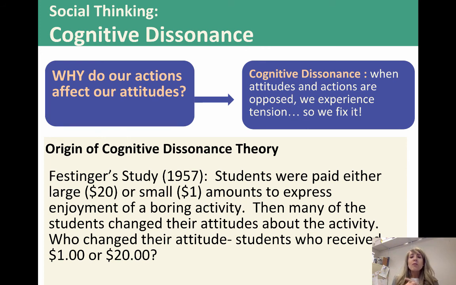Okay, so the very famous study that we look at when we look at cognitive dissonance is Festinger's study about money and a boring activity. I'm going to read you this, and then I'll finish it up in class. I want you to make a decision. Students were either paid a large or small amount to express enjoyment of a boring activity. They had to lie, saying that they loved it even if they hated it. They were either paid $1 or $20, and many of the students changed their attitudes about the activity.